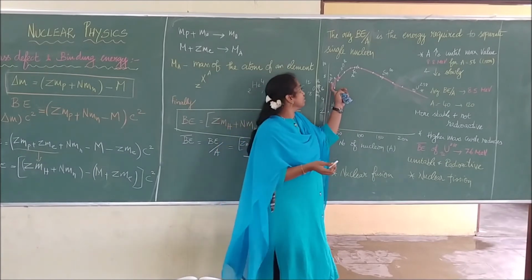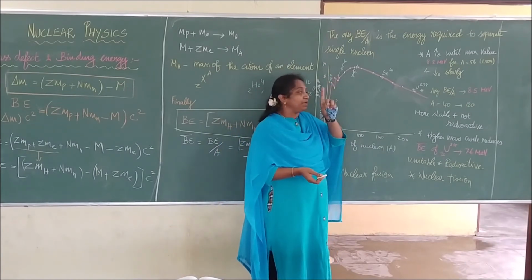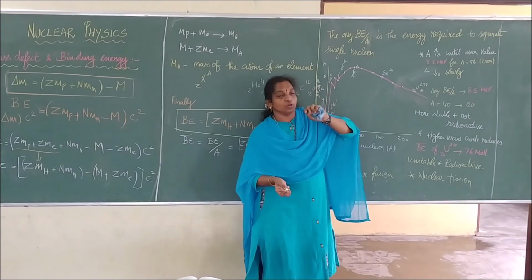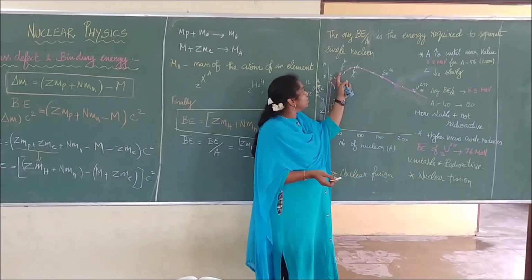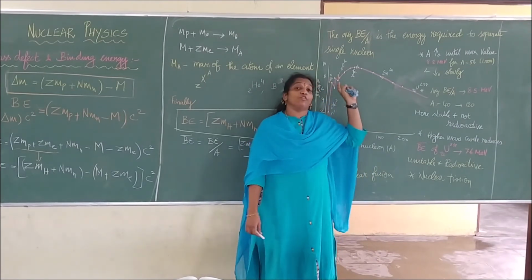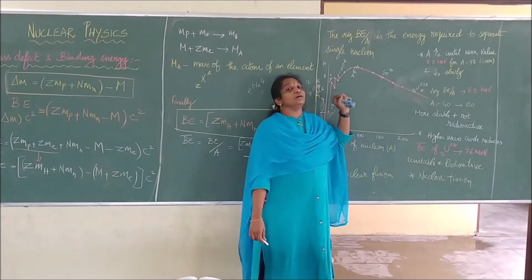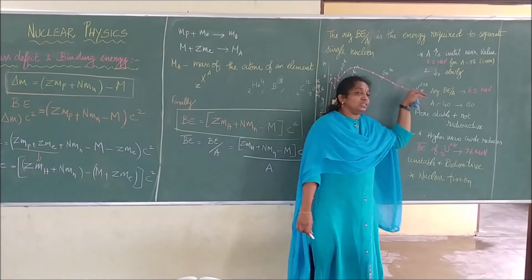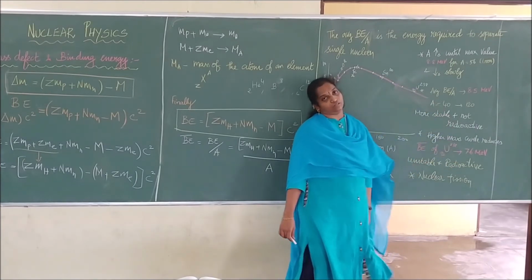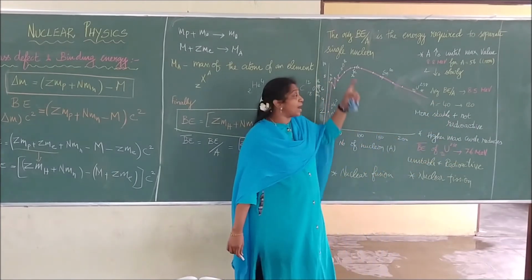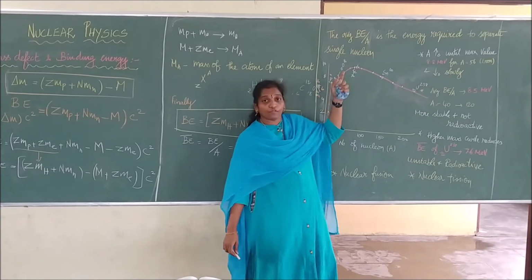Reference peaks means like this. It will show like that, so that is a reference peak. After 40 to 120, the curve is somewhat flat. And we can say that after 120, the curve is sharply decreasing.